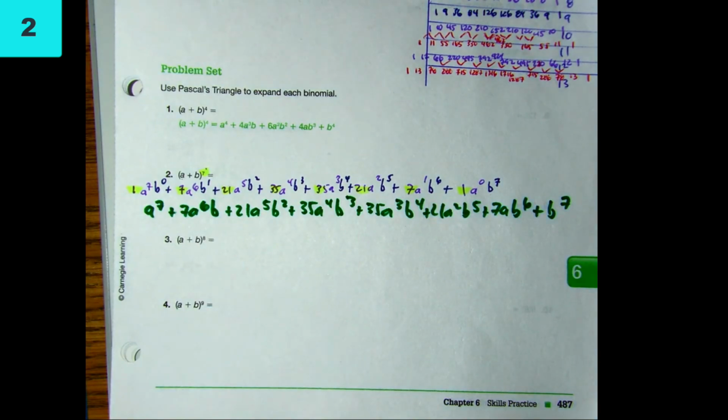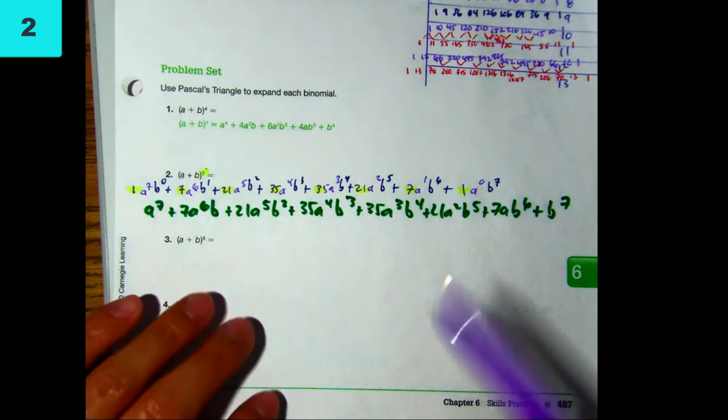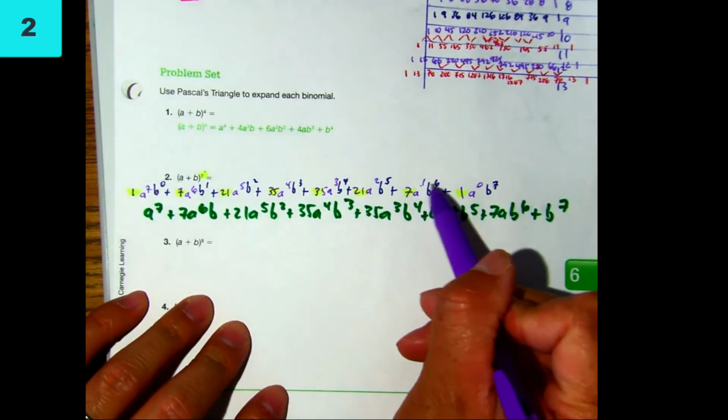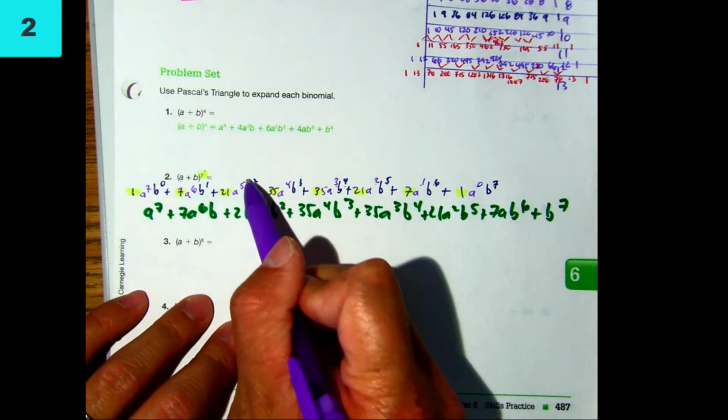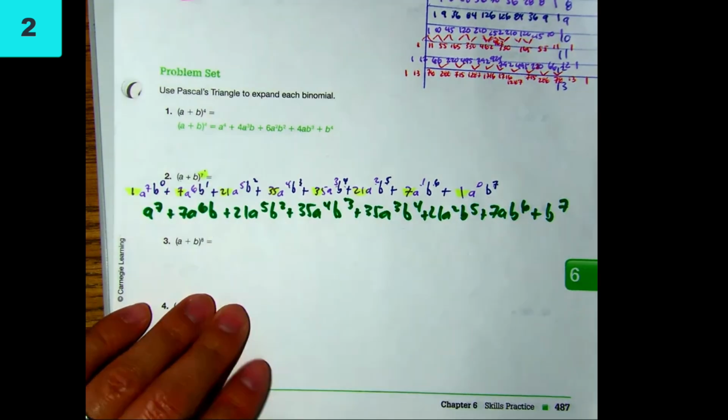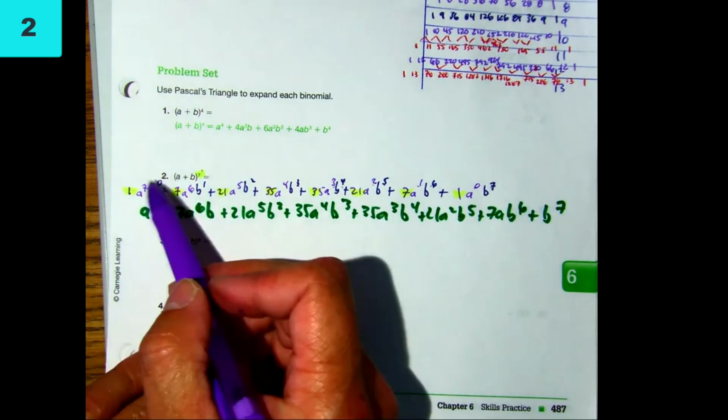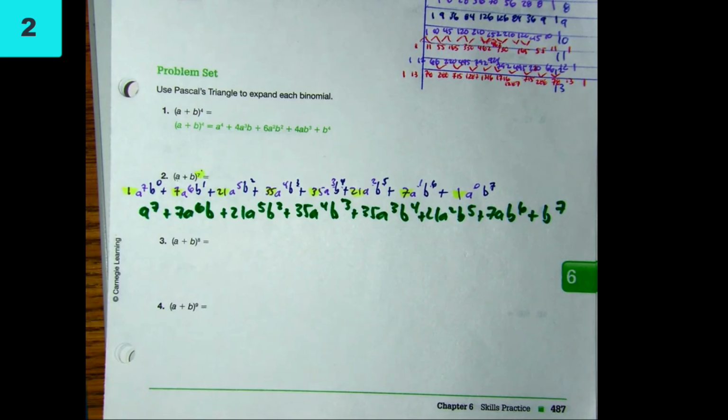What are some ways that you can check your answer? You'll notice that all the exponents, if you add those together, what do you get? You get the exponent we started with, which was 7. So we basically did this problem, expanded it using Pascal's triangle.